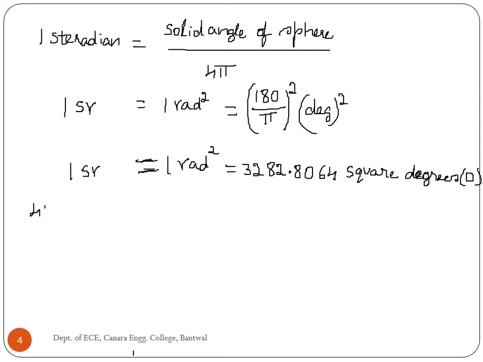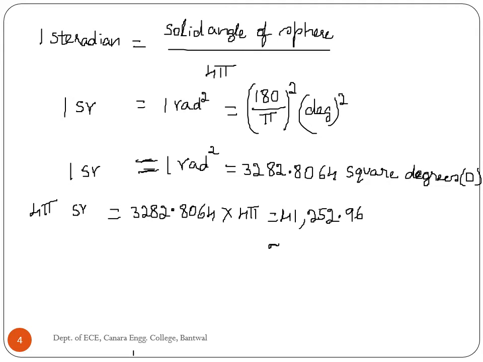Therefore 4 pi steradian is equal to 3282.8064 multiplied with 4 pi, which is equal to 41,252.96, which is approximately equal to 41,253 square degrees, the solid angle in a sphere.